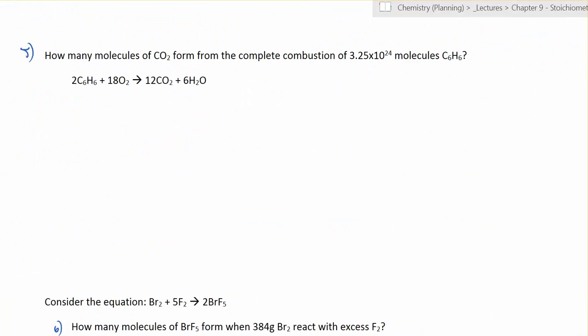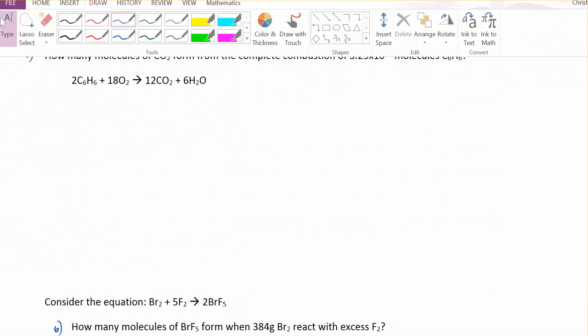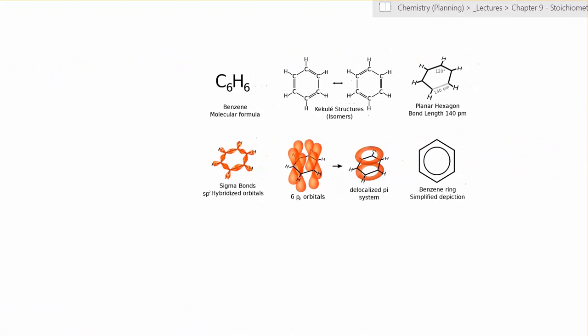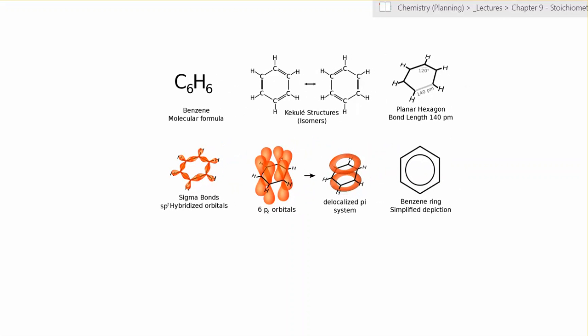One last example. The question here reads, how many molecules of carbon dioxide form from the complete combustion of 3.25 times 10 to the 24 molecules of C6H6? C6H6 is a compound called benzene, which is actually pretty interesting and pops up quite a bit in chemistry. We'll come back to it later in the course, but you maybe recognize some of these shapes from either biology or other science courses. AP Chemistry will talk about delocalized pi bonds and hybridized orbitals.